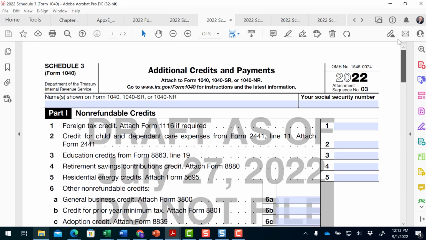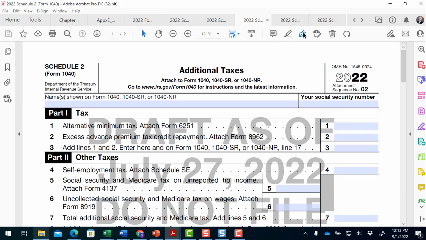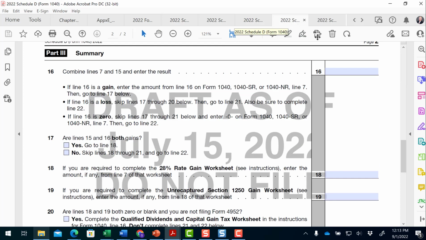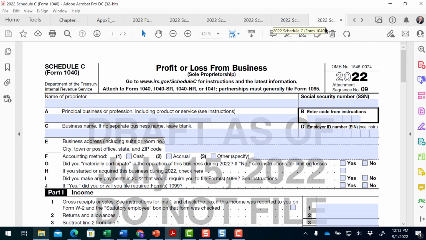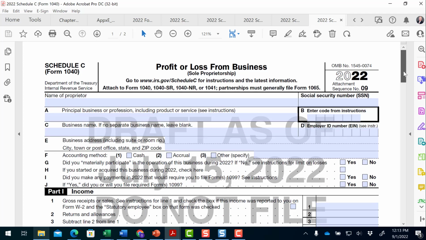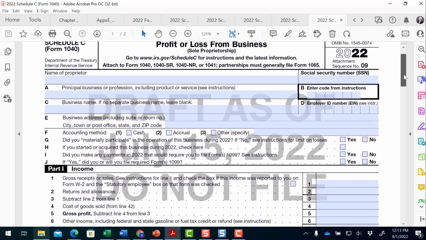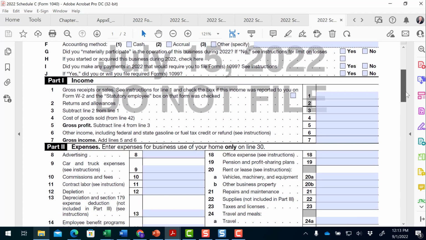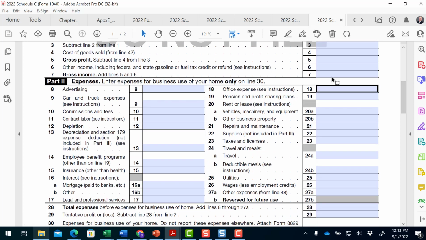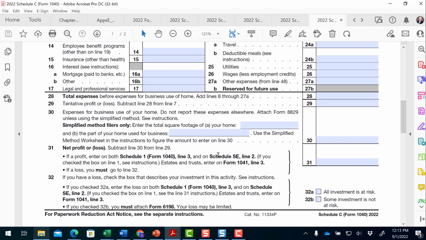This is Schedule 3. We already talked about it. Here's Schedule 2. We already talked about it. This is Schedule D. We already talked about it. Schedule C, we said, is profit or loss from your sole proprietorship, your own little small business. And you can see it asks you to break out your income and expenses. And ultimately, this is going to go up to Schedule 1, right? You're going to report that on the Schedule 1, which is eventually going to find its way to your 1040.